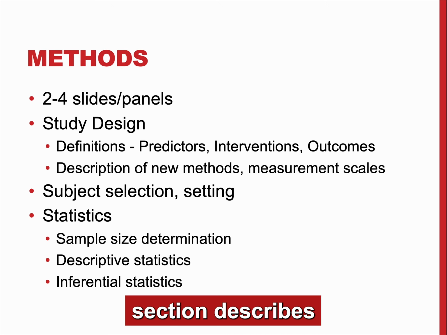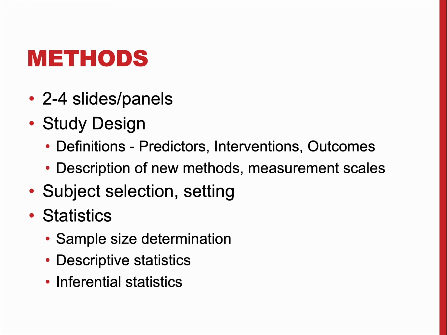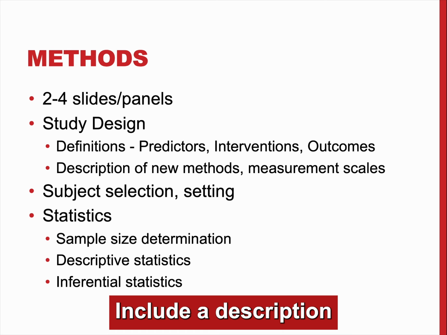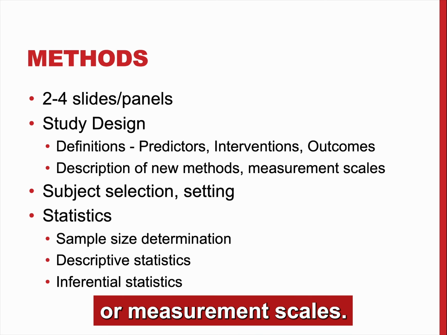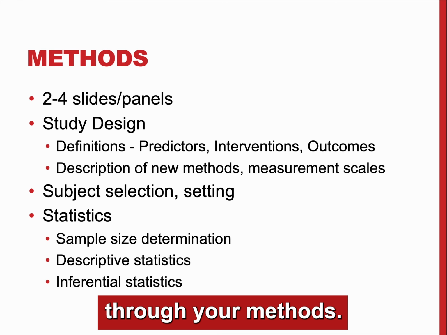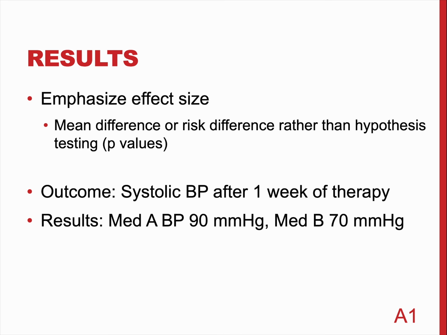The methods section describes how you intend to answer the research question. Define the patient population, interventions, controls, outcomes, and study design using the PICOD format. Include a description of any new methods or measurement scales. The statistical methods section is the approach to analyzing the data that you obtain through your methods. This includes a sample size determination, descriptive statistics, and inferential statistics.